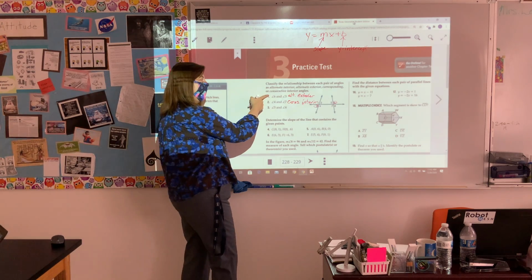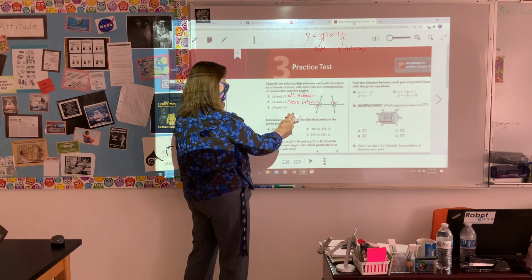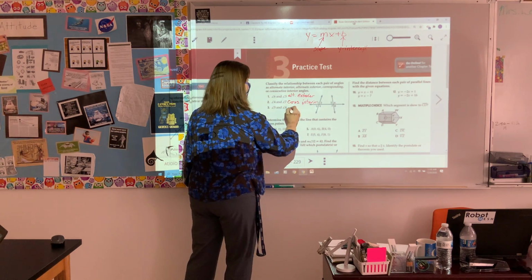So alternate exterior is 6 and 3. Consecutive interior for 4 and 7. How about 5 and 4? Alternate interior.